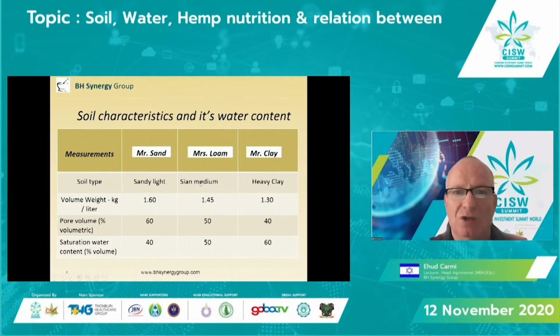When we go to Miss Loam, we see it's medium. The volume weight is a little bit down. The pore volume is a little bit down, but the saturation is going up. The same is true with heavy clay.